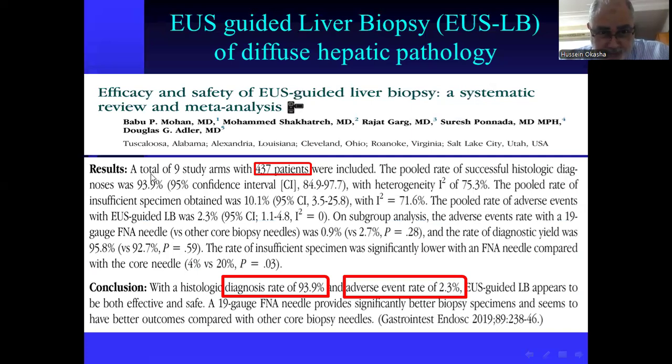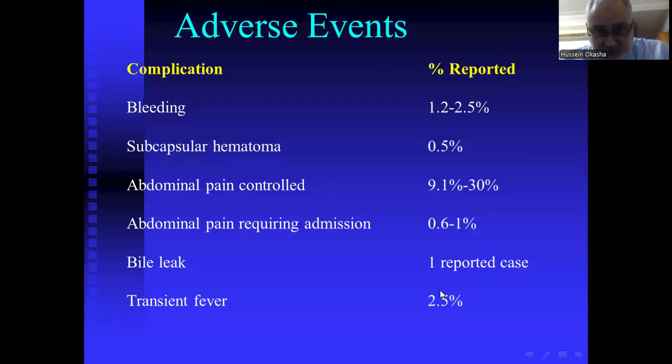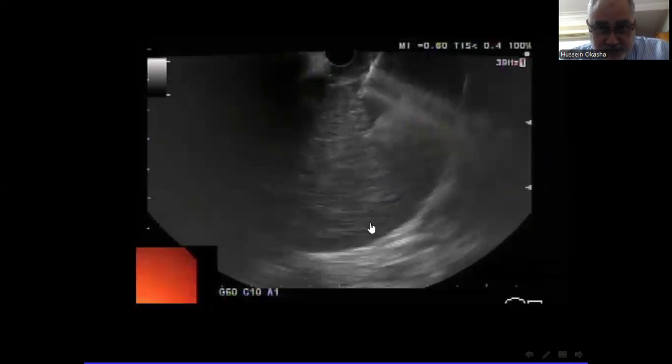The systematic review showed a total of 9 study arms with 437 patients and proved that the diagnostic rate was about 93%, and the adverse event rate is rather small, about 2.3%. Bleeding is about 1 to 2%, subcapsular hematoma less than 1%, abdominal pain requiring admission less than 1%, bile leak in only one reported case, and so on.